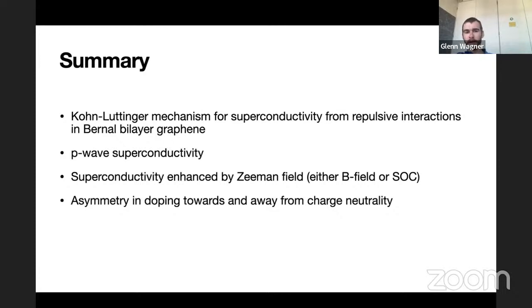It leads to a P-wave superconducting solution, which can be enhanced by applying a Zeeman field, a magnetic field, or spin-orbit coupling. There's also an asymmetry if you dope towards or away from charge neutrality. This comes from the properties of the polarization function and is consistent with the experiments as well.